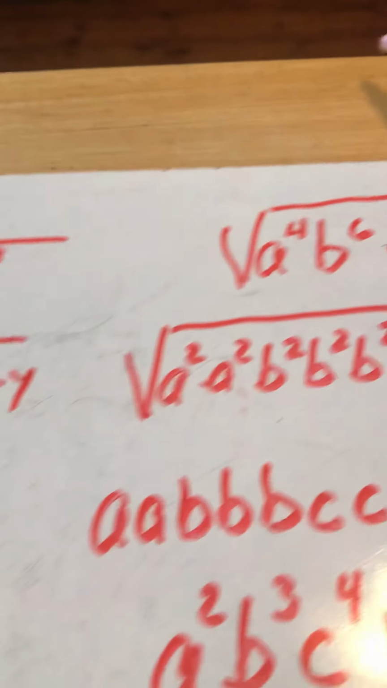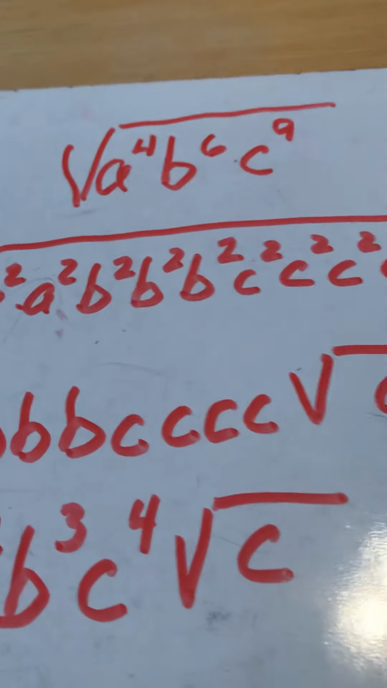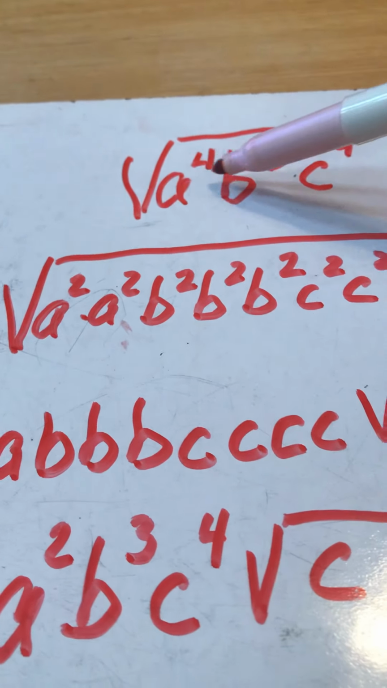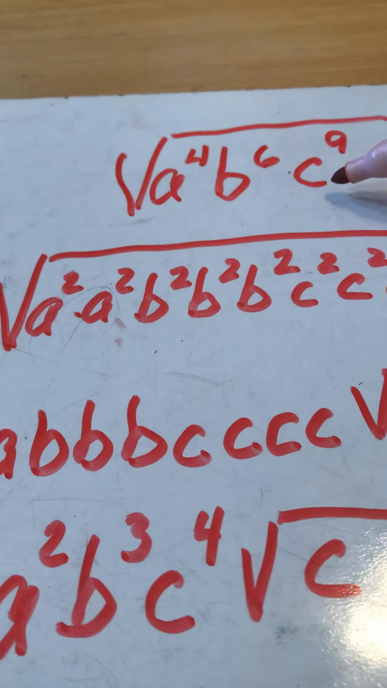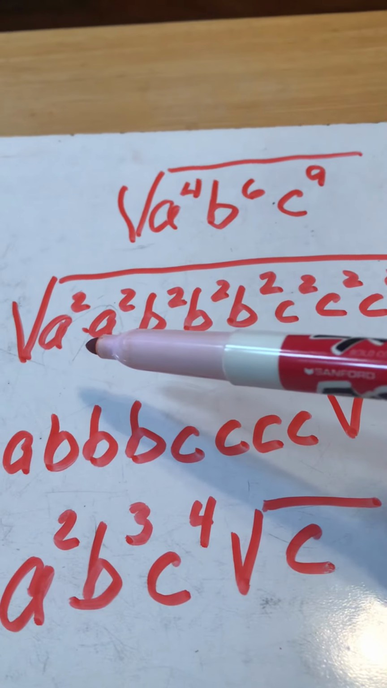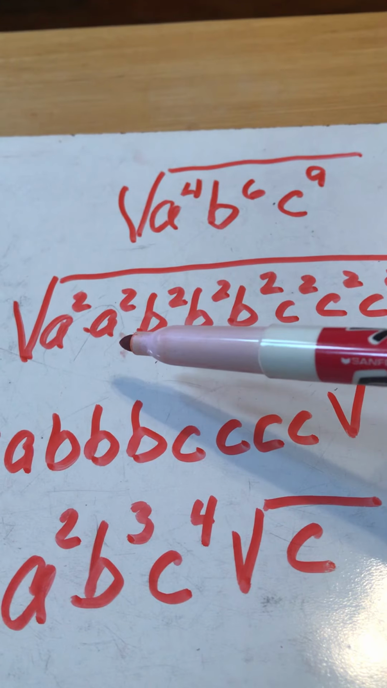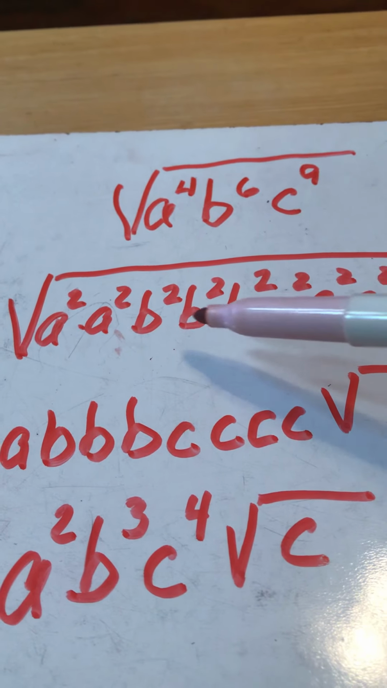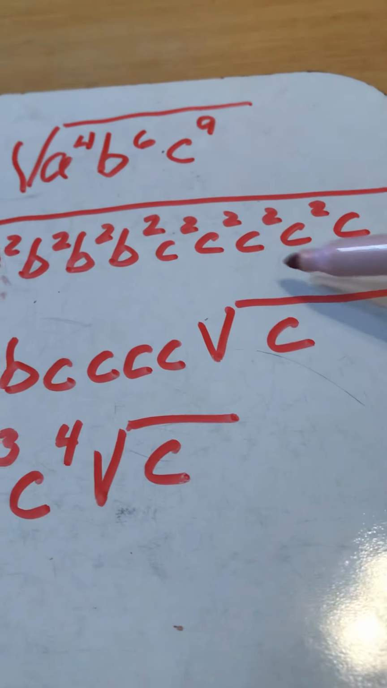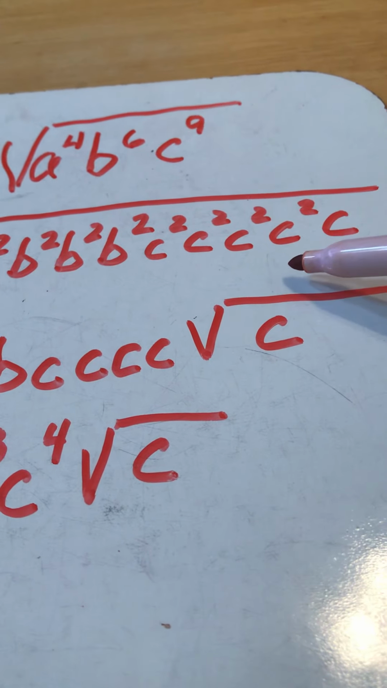Now let's look at one that's a little bit more complicated. Here we have the square root of a to the fourth, b to the sixth, c to the ninth. A to the fourth breaks down to a squared times a squared. B to the sixth breaks down like this, and c to the ninth breaks down like this.